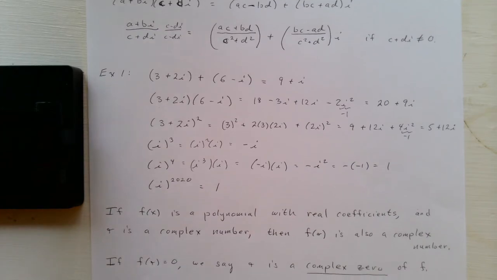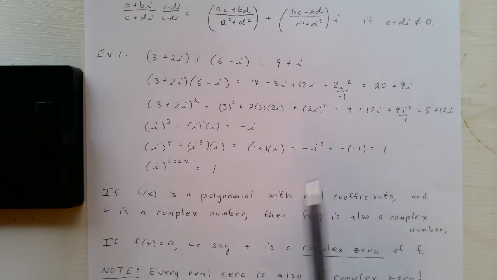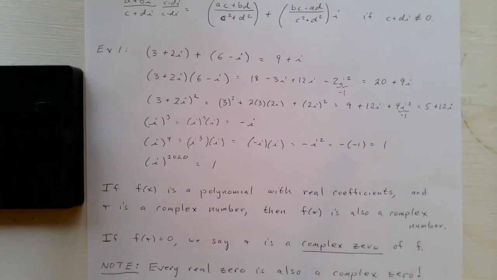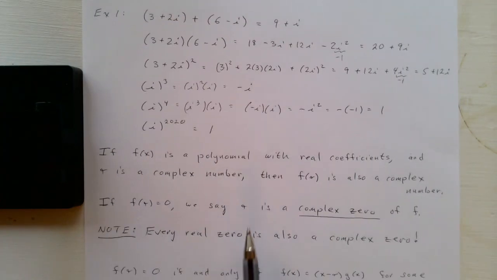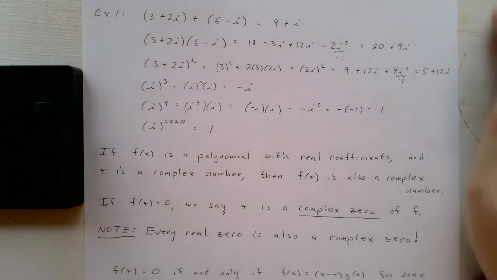All right, so because of these operations, we can now substitute any complex number into a polynomial. If f is a polynomial with real coefficients and alpha is a complex number, then f of alpha is also going to be a complex number. We're just doing the operations as we did up here. It might be 0 or it might not be, but if it is 0, then we say that alpha is a complex zero of f. And notice, according to this definition, every real number is also a complex zero because a real zero is a real number and every real number is a complex number, so that works out.